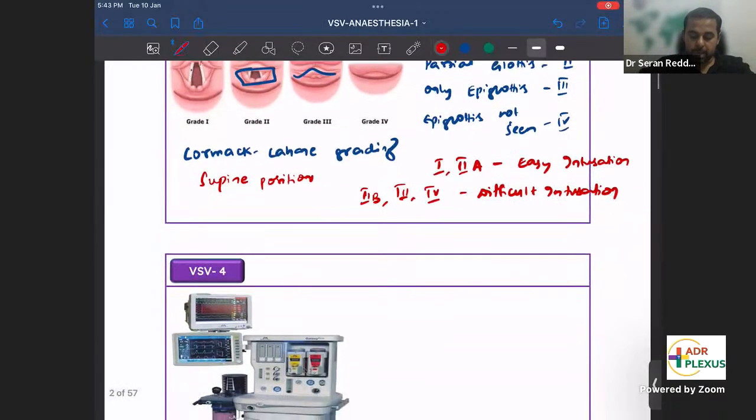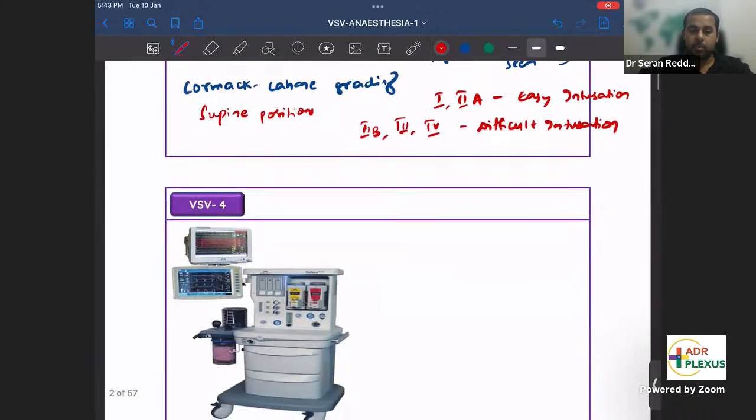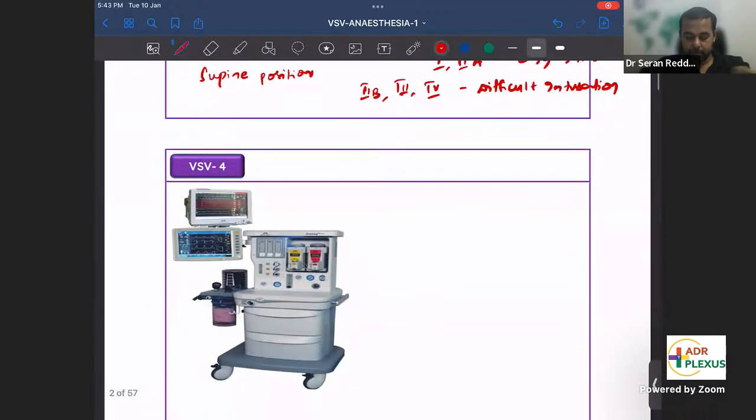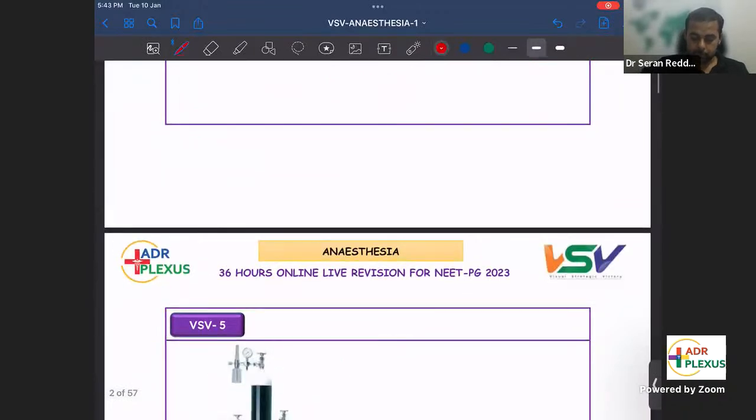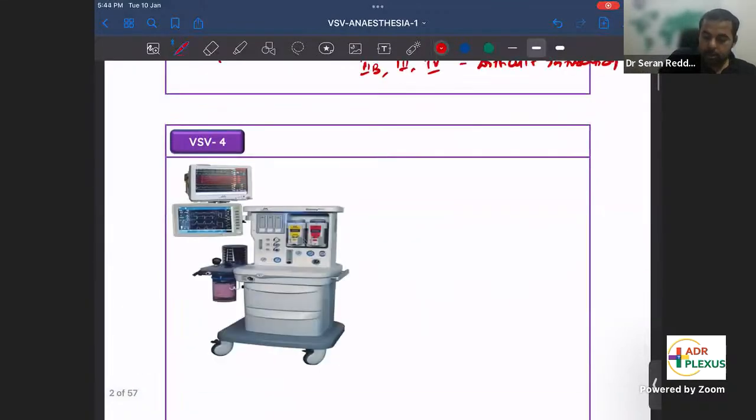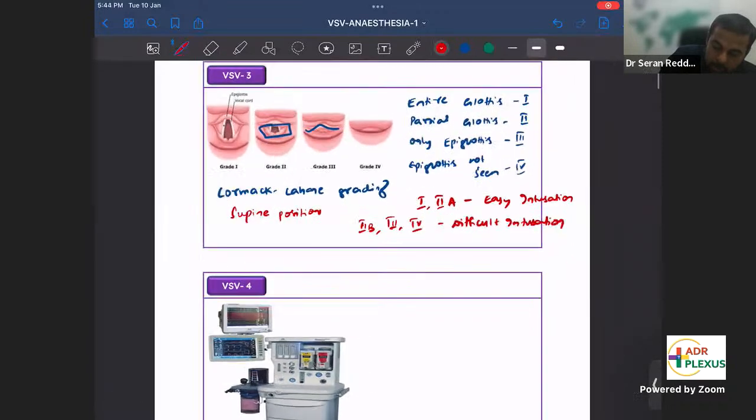Then coming to the fourth image, this is the modern anesthesia workstation.